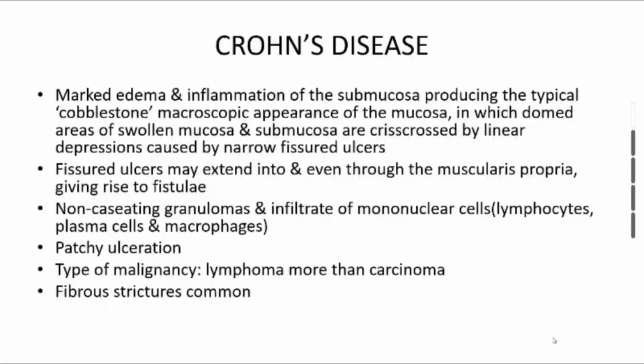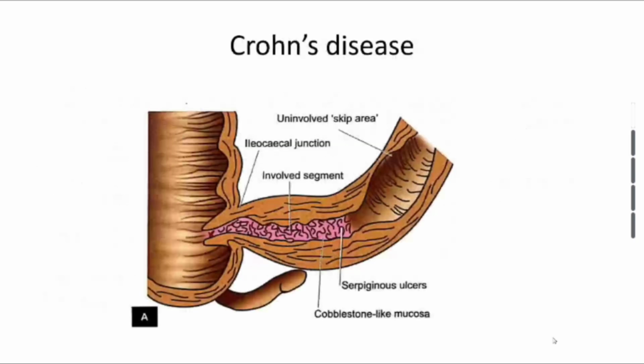So basically here is a diagram showing Crohn's disease. As you can see, it mostly affects the terminal ileum. You see the terminal ileum at the left, and the cecum at the very left there. You can see the ileocecal junction, the junction between the ileum and the cecum. You can see the involved segment. You can see some ulcers there. You can see the cobblestone-like mucosa. And if there's an involved area, after that you will probably see another involved area. That's what we call a skip lesion, which is characteristic of Crohn's disease.